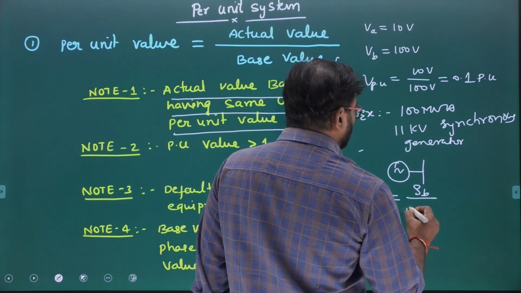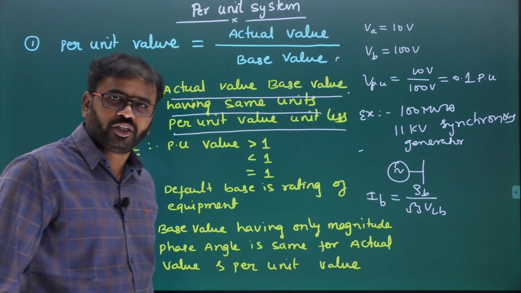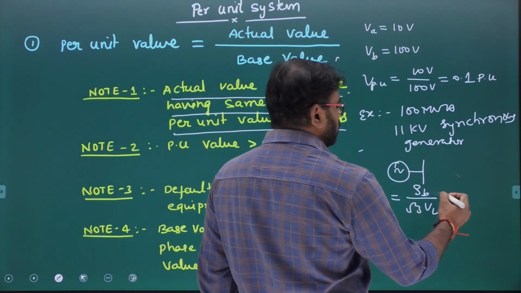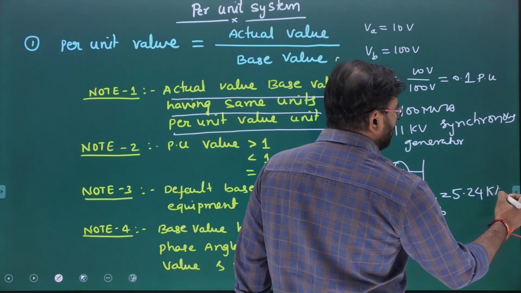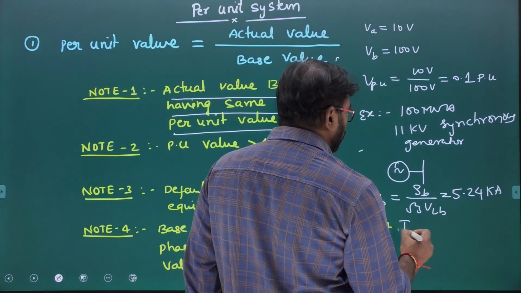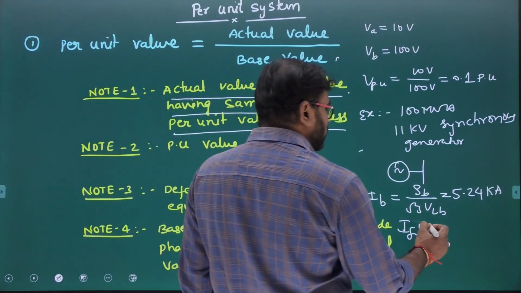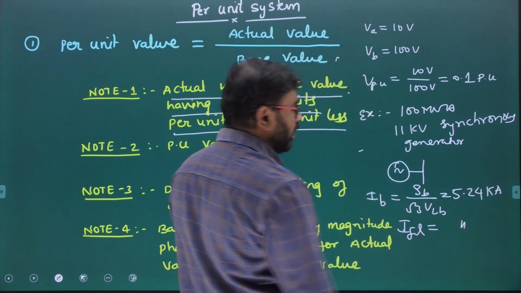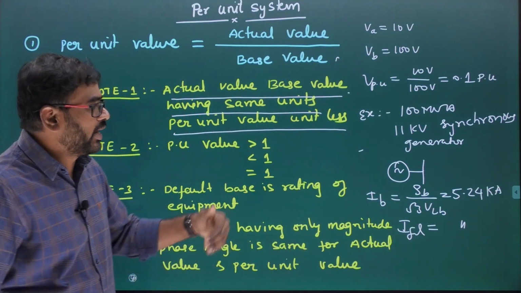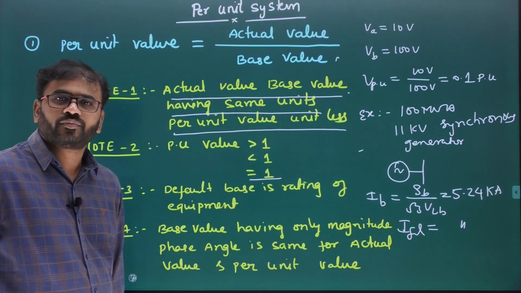S base by root 3 times V line base. The default base is the rating of the machine. That's why if you substitute I base and check, you get 5.24 kilo ampere. Now if I ask what is the full load current, that means if the machine is fully loaded, how much will be the current? Full load current will be the same, 5.24 kilo ampere. That means if the machine is operating under rated load, the per unit value is 1.